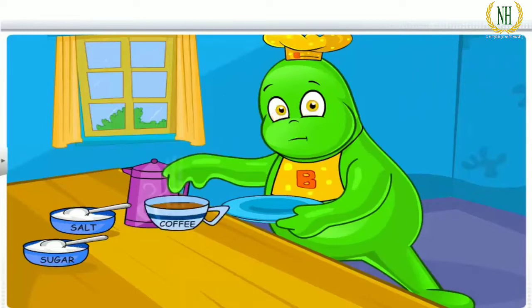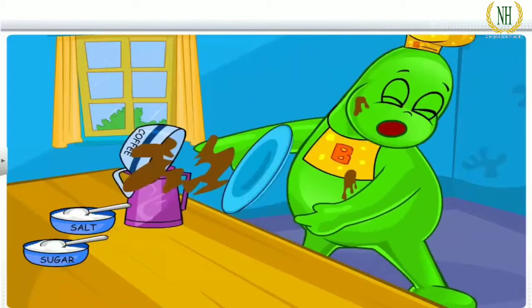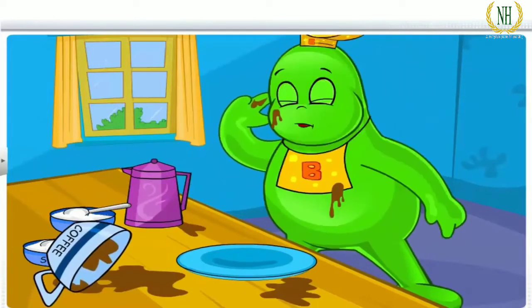Let me try to remove the salt from the cup. Now, I'm in a mess. I wonder how you separate a solid from a liquid, or even a liquid from a mixture of liquids. Any ideas?